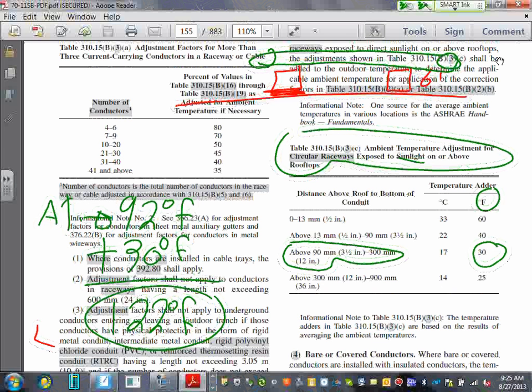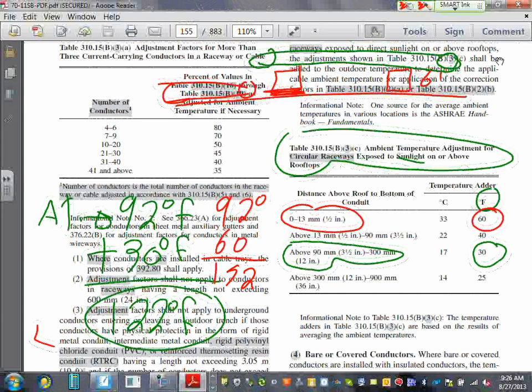That's called temperature adder. Only if you're on a roof. Ambient temperature adjustment for circular raceway exposed to sunlight on or above. Now if you decided to just throw it right on the roof, look what happened. What's the temperature they're going to add? 60. If you just decide to throw the conduit right here, my conduit, up to, say, an inch and a half. So look what happened. Now 92 degrees plus 60 degrees, that will get you 152, right? 152 degrees.